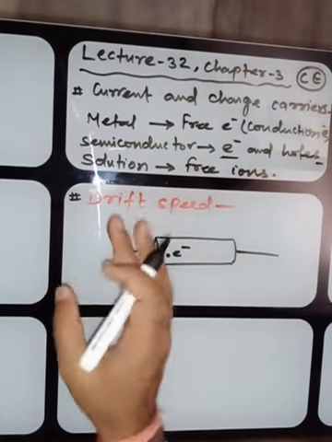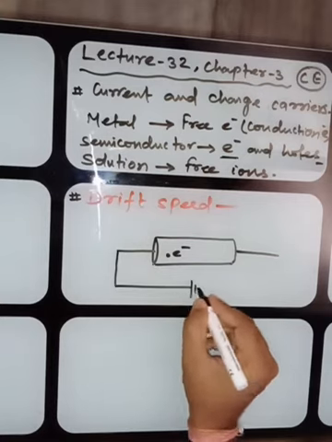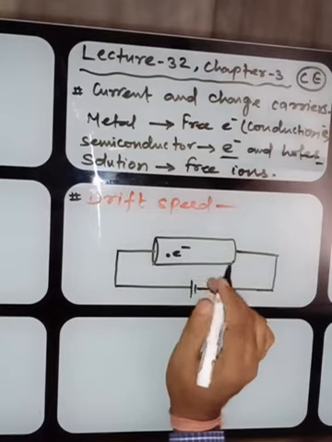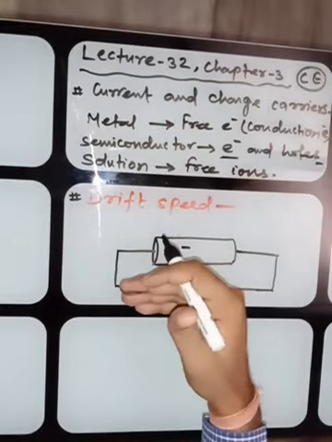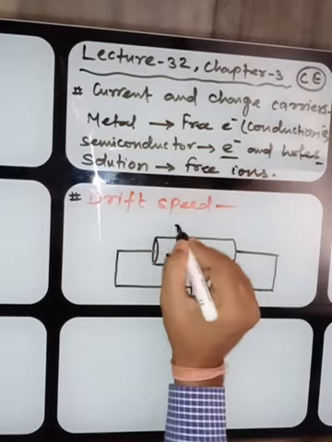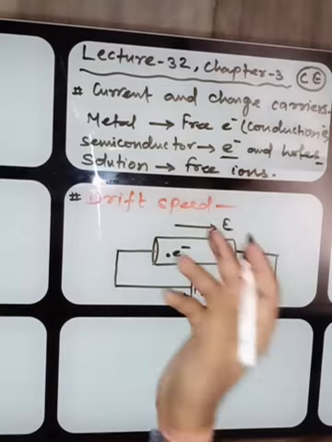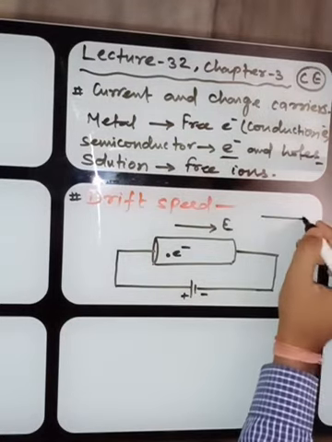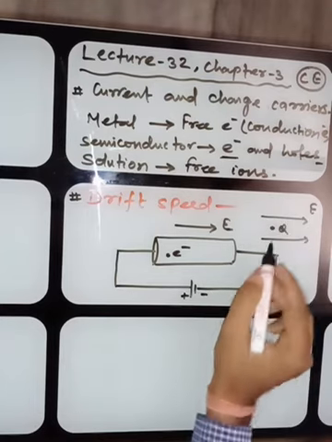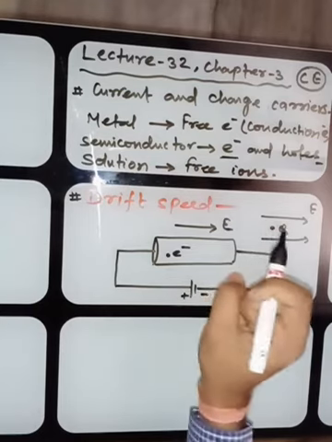But as soon as we apply voltage, that causes an electric field within this conductor. Due to that electric field, electrons start moving in a particular direction. If we are applying positive and negative, the direction of the electric field will be in this direction. So what will be the direction of force? We know that if any charge Q is placed in an electric field, it experiences a force, and that force is Q times E.